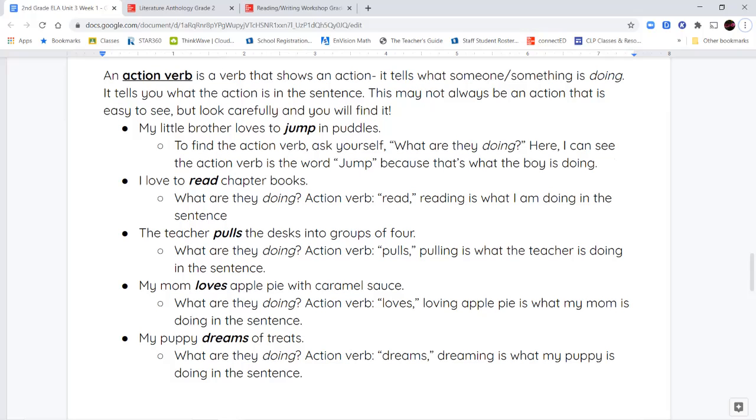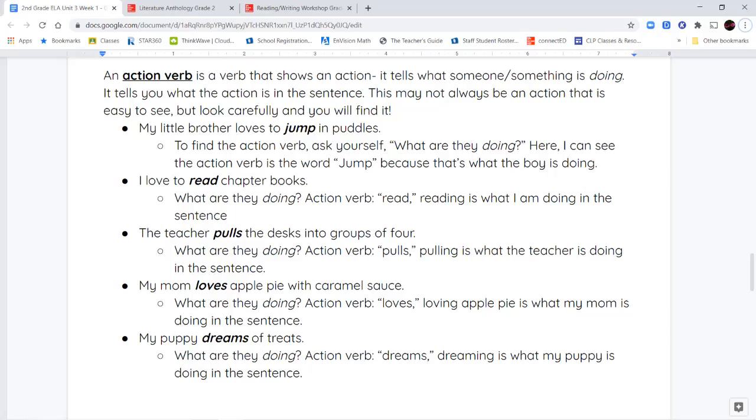And it may not always be an action that you can see, but if you look really carefully at the sentence, you'll be able to find it. So if I say, my little brother loves to jump in puddles. Now, when we're looking for the action verb, you always want to ask yourself, what are they doing? What is the subject of my sentence doing? Here I can see that the action verb is the word jump, because that's what the boy, my little brother, in the sentence is doing.